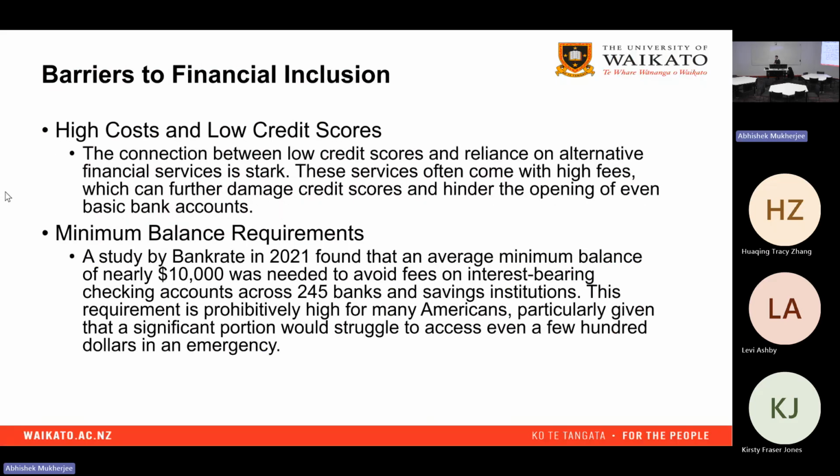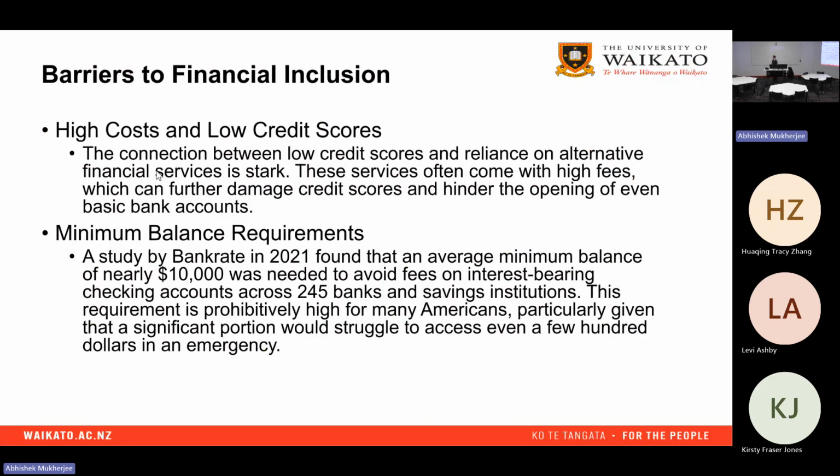Okay, so then what are the barriers of financial inclusion? So financial exclusion is when you are not having access to the financial services. Financial inclusion is when you have access. So what are the barriers that lead to financial exclusion? So high cost and low credit scores. So the connection between low credit score and reliance on alternative financial services.